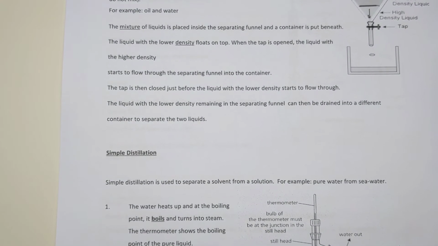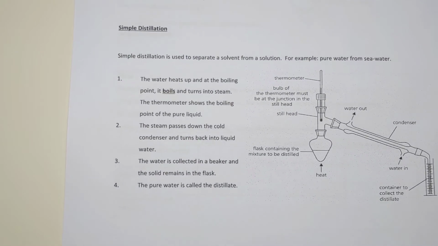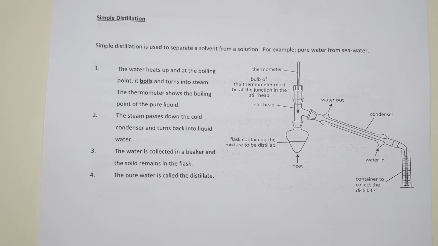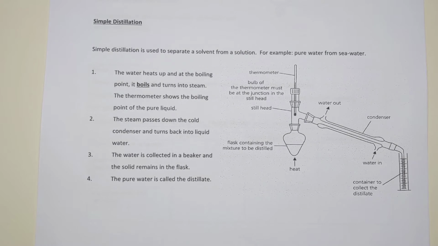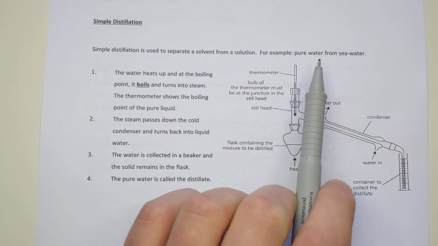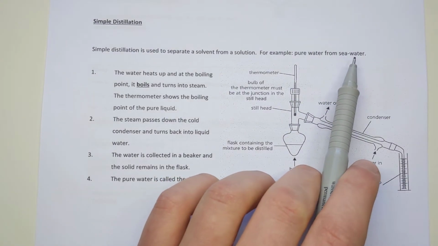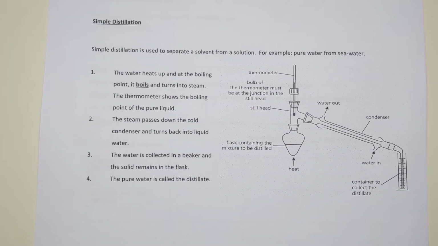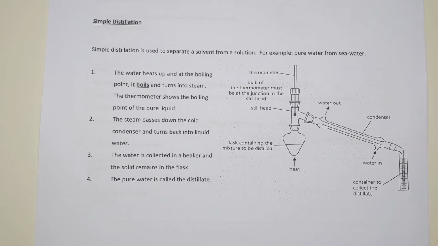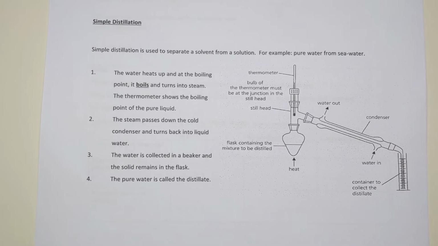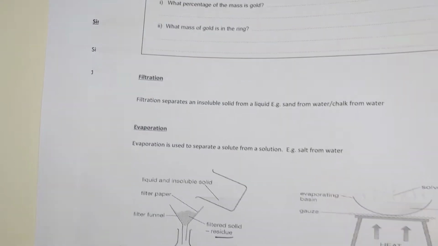So that's our first three separating techniques. Our fourth one is another one we've looked at before. It's called simple distillation. Distillation is a process we would use to separate a solvent from a solution, in other words, a liquid from the solution. An example is getting water back from salty water, seawater. It's very similar to one of the examples we looked at before, but different, and it's important that you're clear on the difference here, not get mixed up.